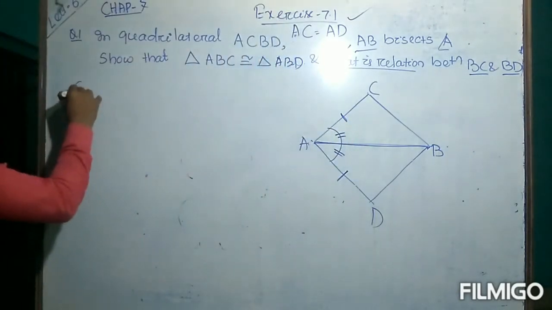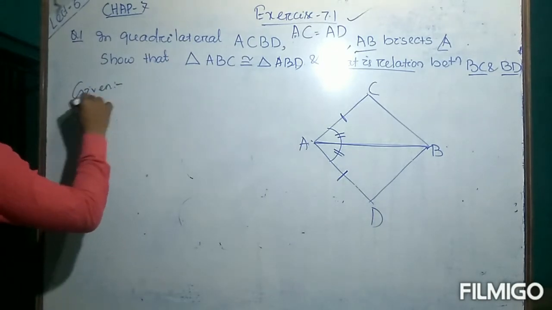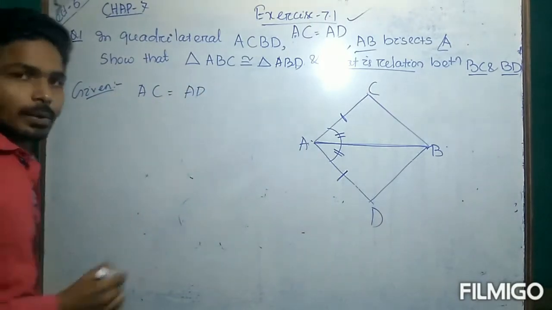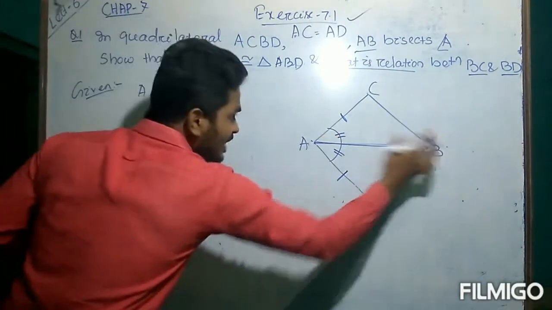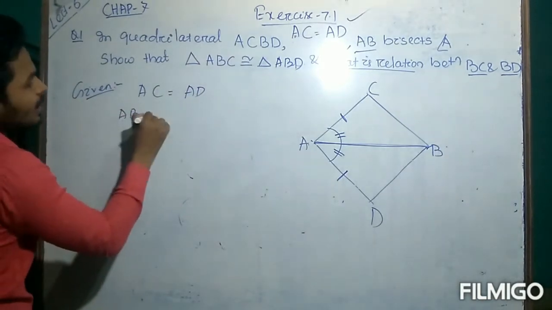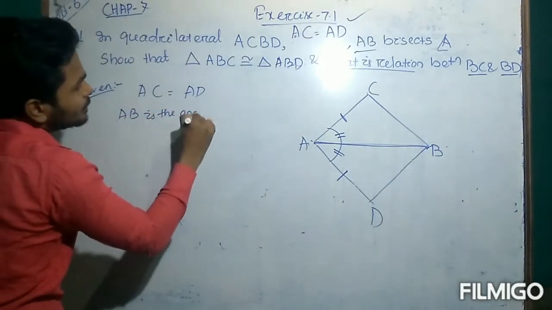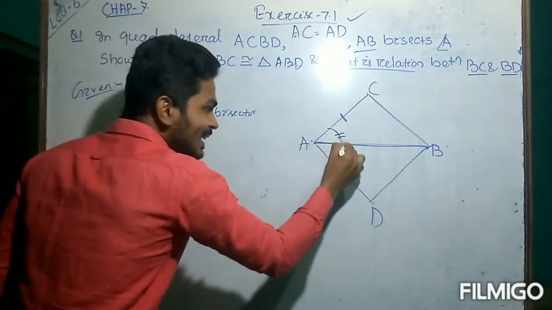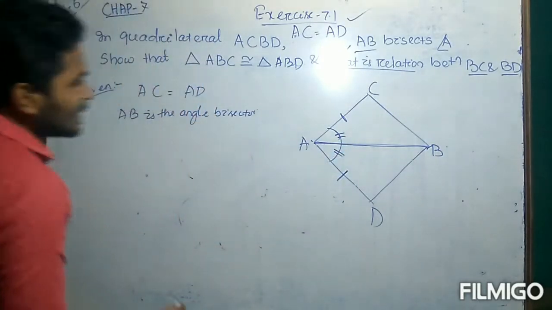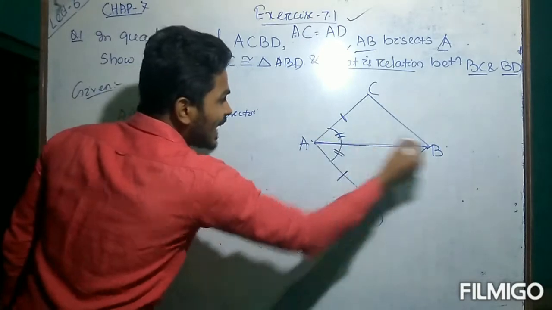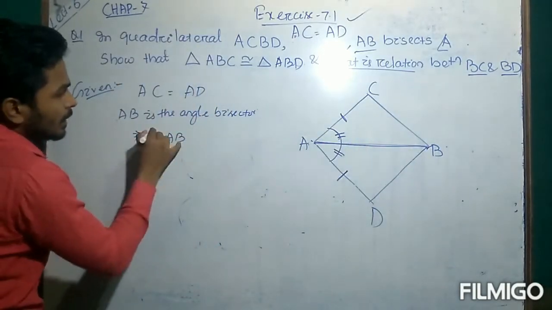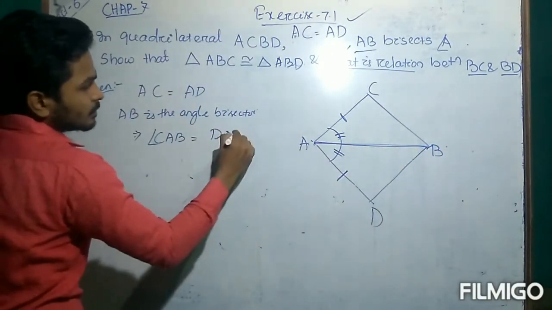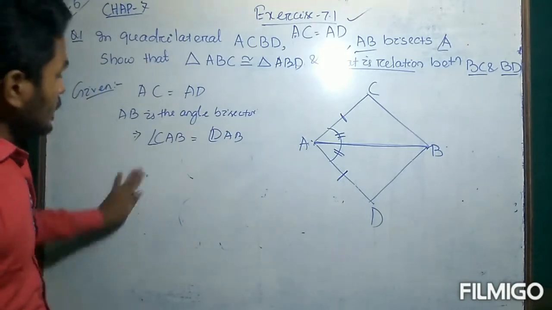So let us write what is given in this statement. It is given that AC is equal to AD, and it is given AB is the angle bisector. So can we write this angle is equal to this angle? Yes, we can write angle CAB is equal to angle DAB. It is clear. So this is the data.